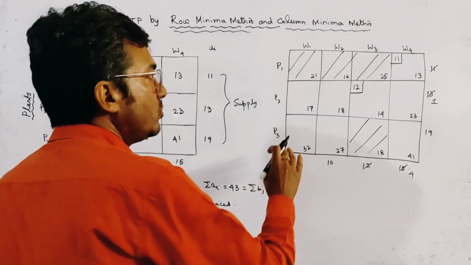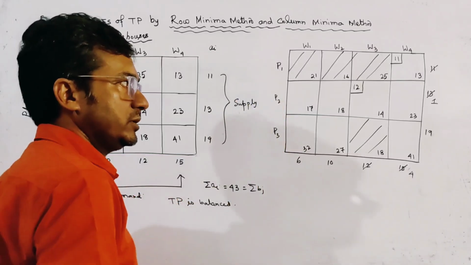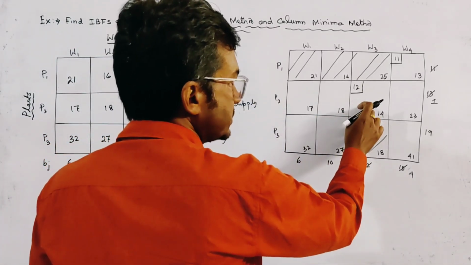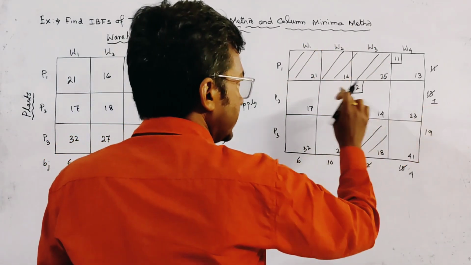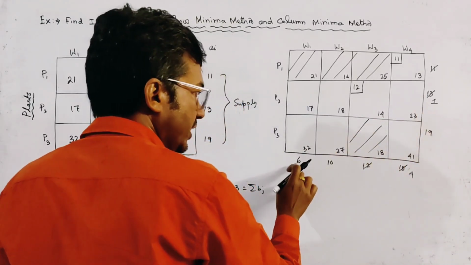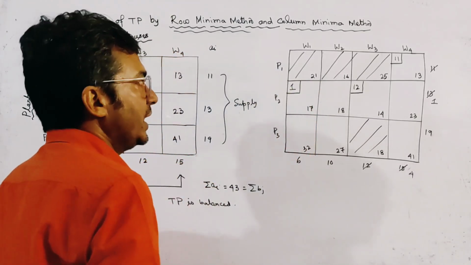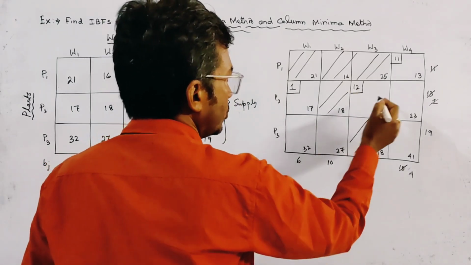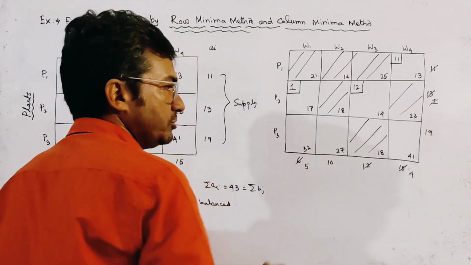Now the second row is also the first row of the new table, and here the minimum cost is 17, because this cell is already gone. For 17 we allocate 1 unit, because the supply is 1 unit and the demand is 6 units. This supply is exhausted, so we cross off this row, and here the demand remains 5 units.